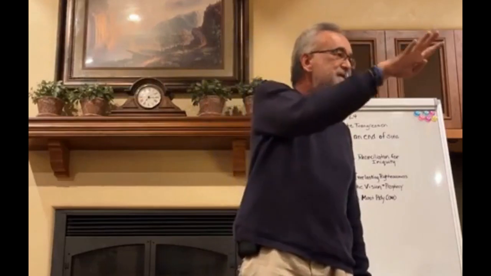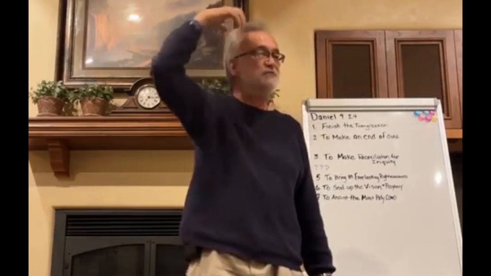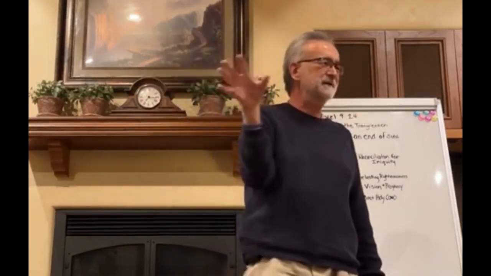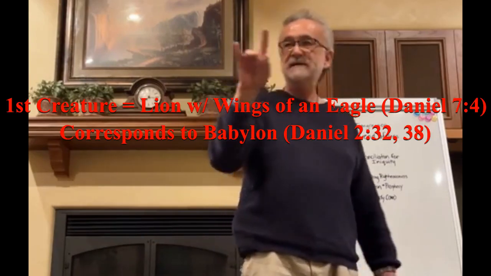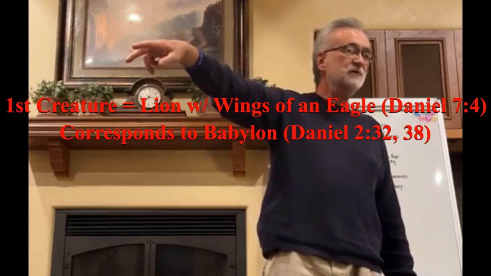Four creatures came out of the sea, which was probably the Mediterranean Sea, because that's where the center of world power is going to be, in Europe. Not here in America. We're going down. The 4 creatures. What was the first one? Lion with 2 wings. Lion with eagle's wings, which corresponds to what?